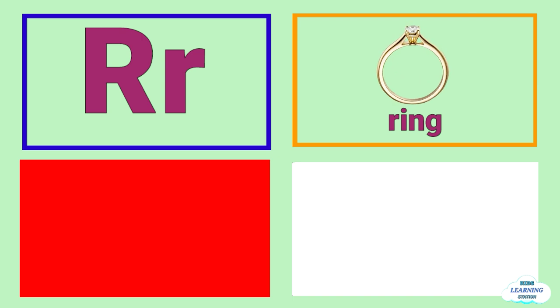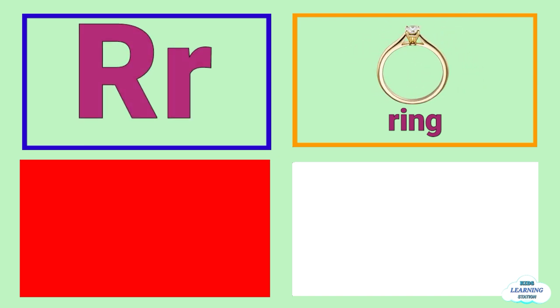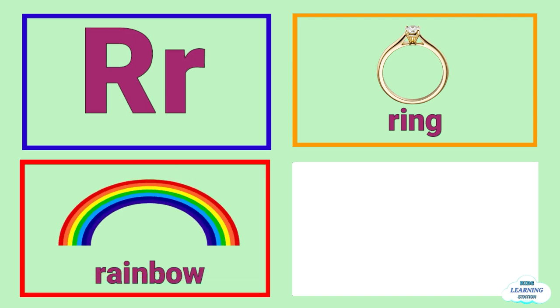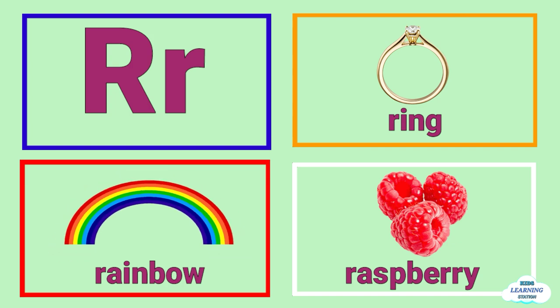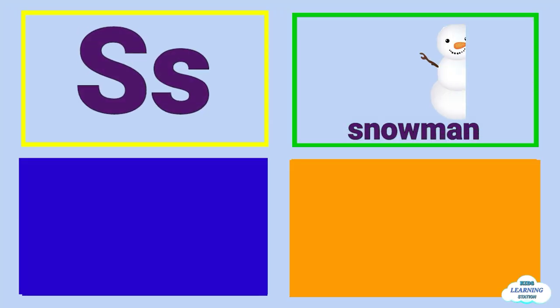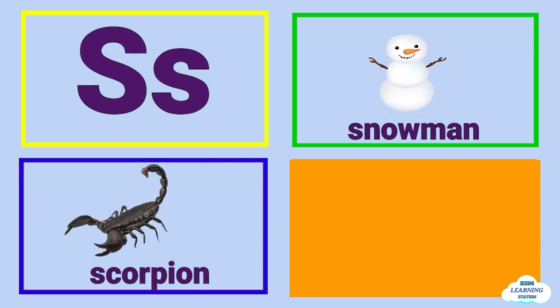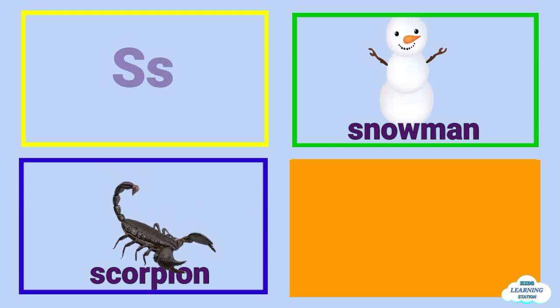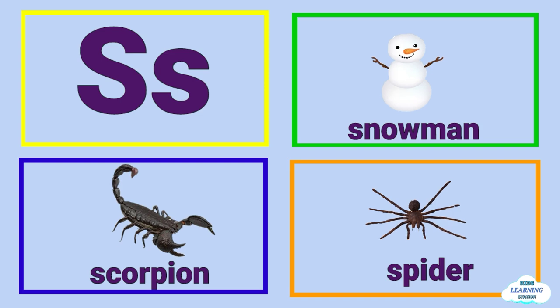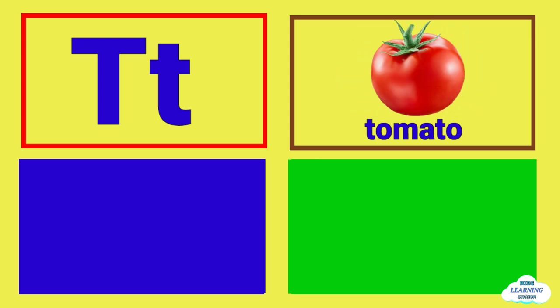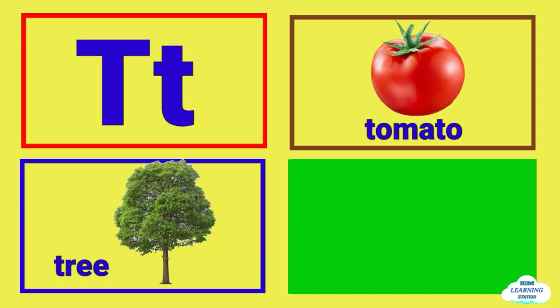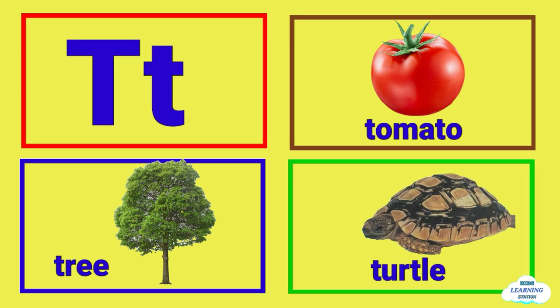R is for ring. Ring. R is for rainbow. Rainbow. R is for raspberry. Raspberry. S is for snowman. Snowman. S is for scorpion. Scorpion. S is for spider. Spider. T is for tomato. Tomato. T is for tree. Tree. T is for turtle. Turtle.